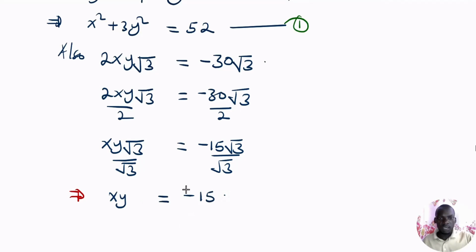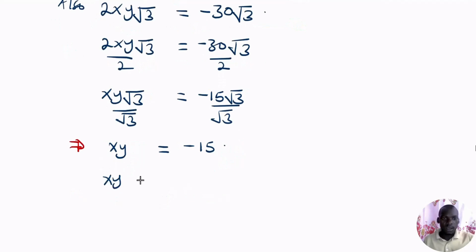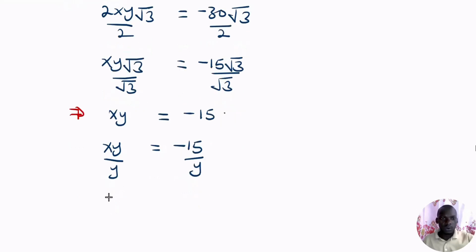From here we can make one a subject of the other. So we have xy being equal to negative 15. Let us divide through by y. On the left hand side, we remain with x being equal to negative 15 divided by y. We can name this equation 2.